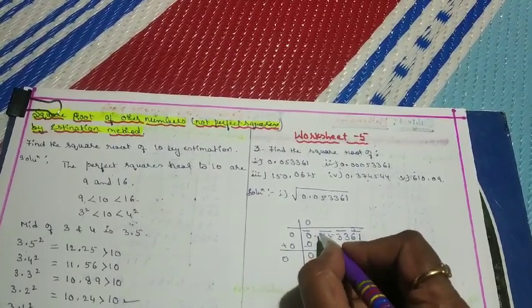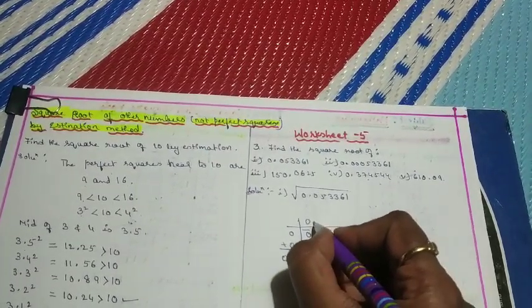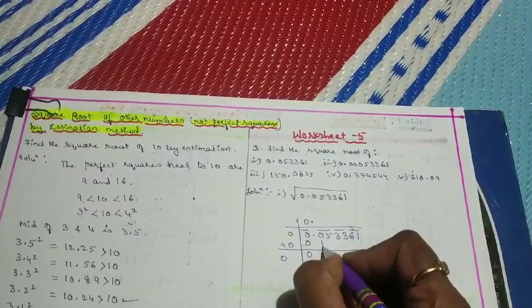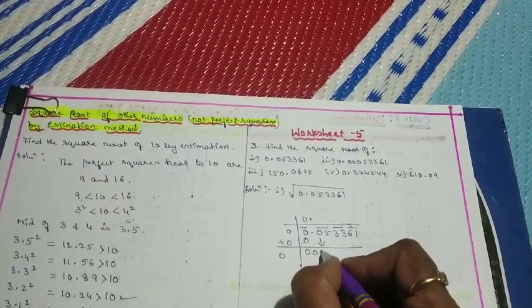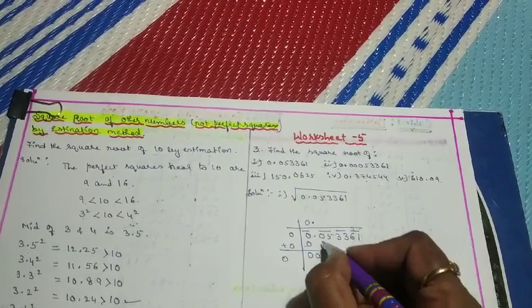Now we are moving towards the decimal part. So we need to put a point in the quotient and take the decimal part, that is the first pair after the decimal point in the decimal part.